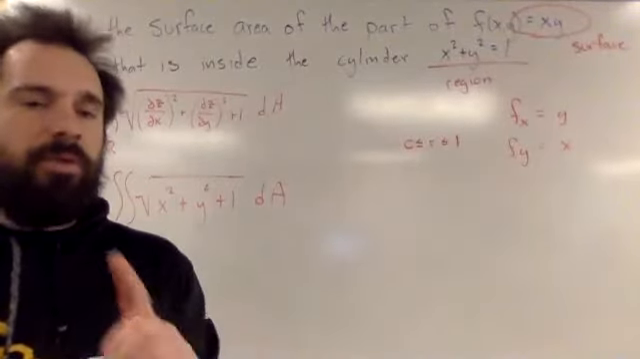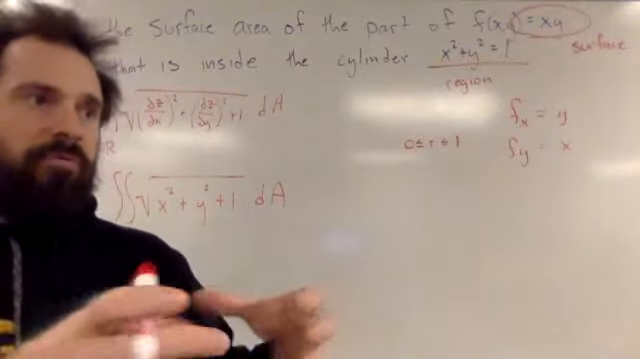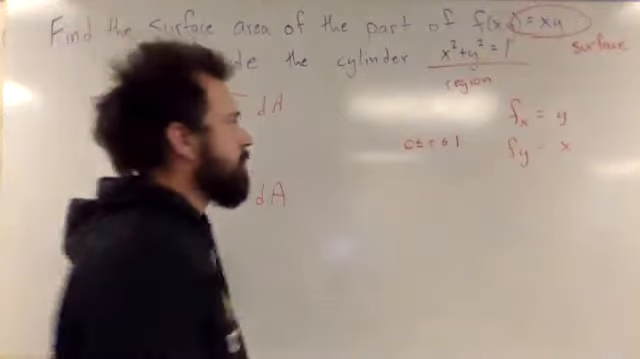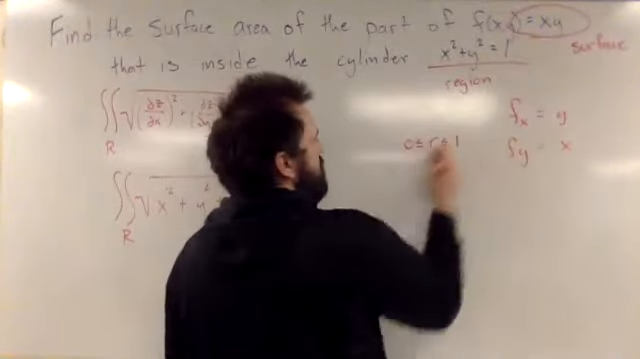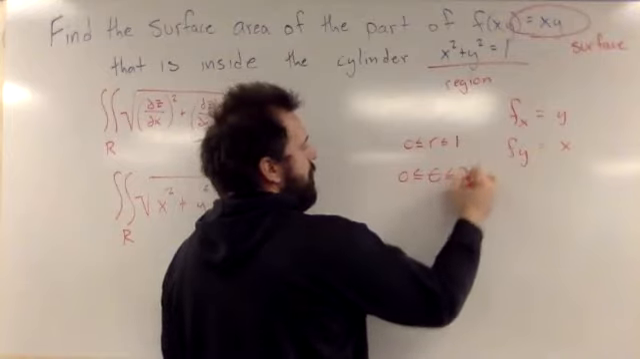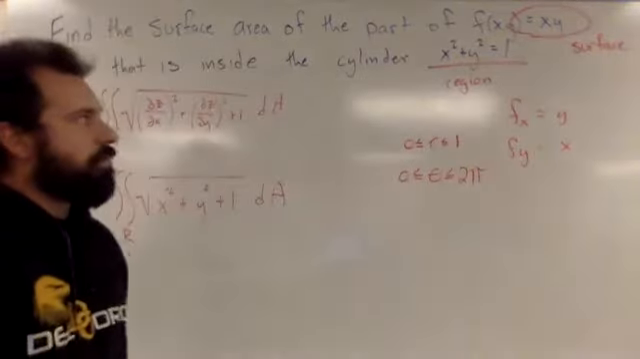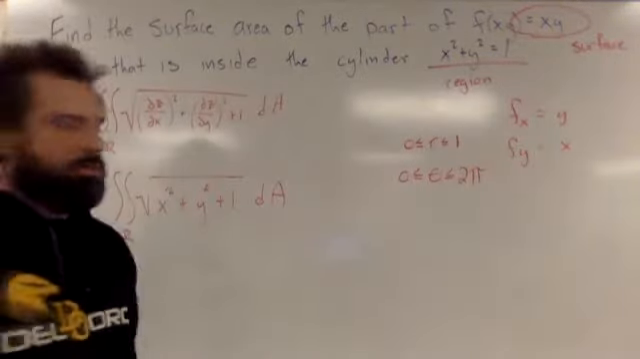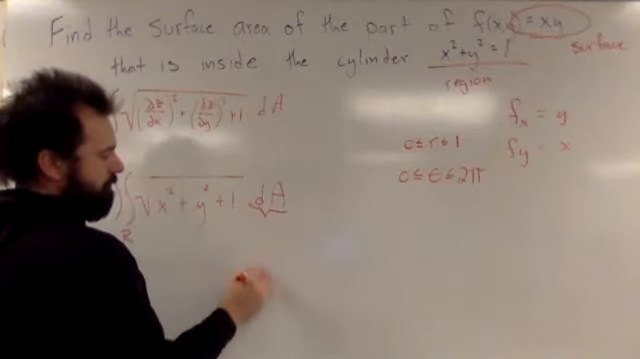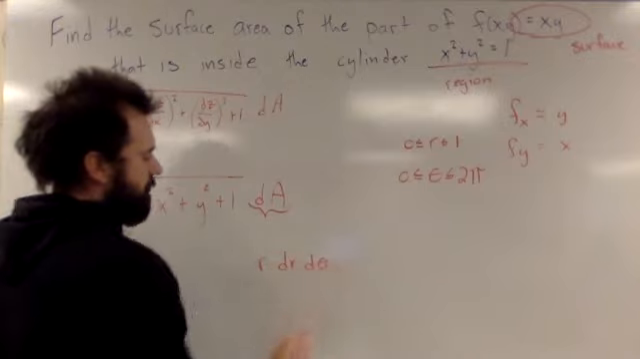I'm not just looking at when the radius is equal to 1. I'm not looking at that circle. I'm looking at everything inside the cylinder. So my radius is going to go from 0 to 1, and my angle theta is going to go from 0 to 2 pi. What that allows me to do now is rewrite this part. This is r dr d theta.